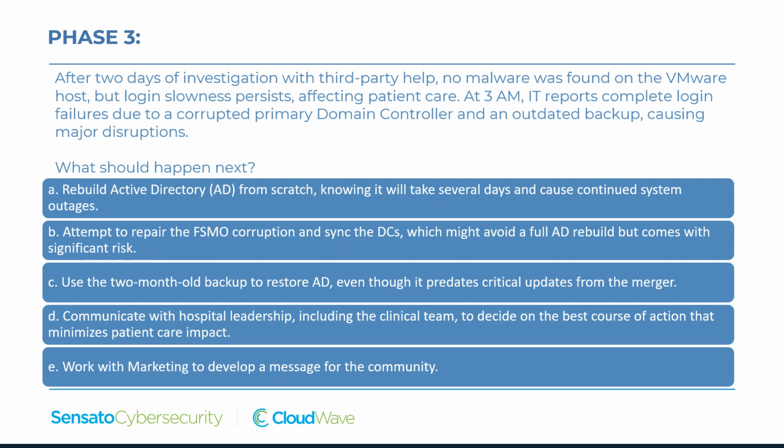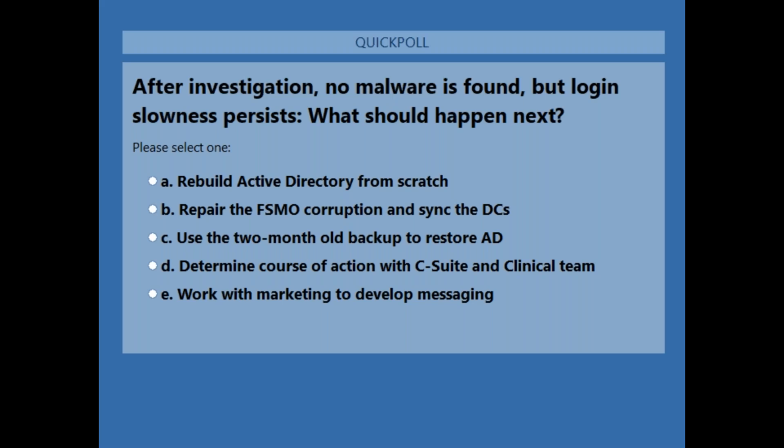So as we go to the phase 3 question, Laura, could you go ahead and load, please? After 2 days of investigation with third-party help, no malware has been found on the VMware host, but the login slowness is continuing, affecting patient care. And at 3 a.m., IT reports complete login failures. The host system has been restored and everything looked good, but at 3 a.m. we started having login failures and then learned that the domain controller was corrupted and there were no backups. So at this point, what should we do?